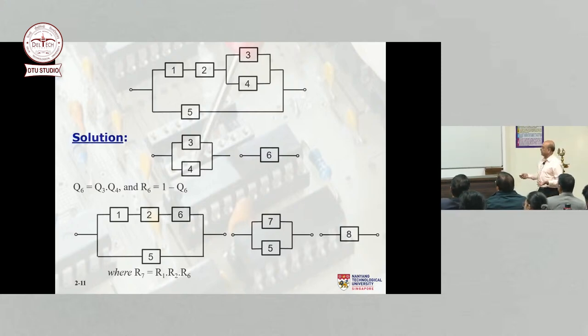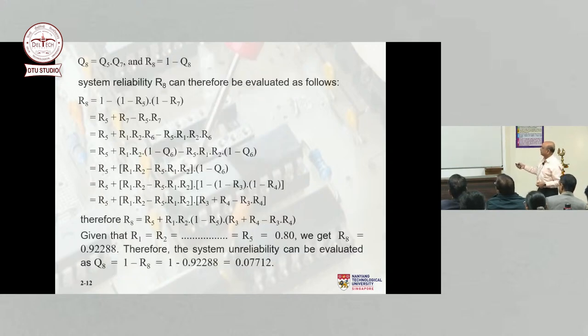So you know the process, right? You start from here. These 2 components are in parallel, so you can say that the reliability is R3 plus R4 minus R3 R4, right? And then multiplied by R1 multiplied by R2. That's the reliability of this path. Then there are two paths, you know how to calculate, right? So that's how you will get the expression. I've derived the expression over here.